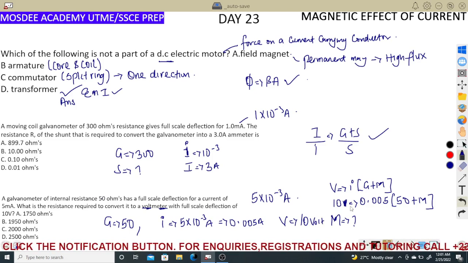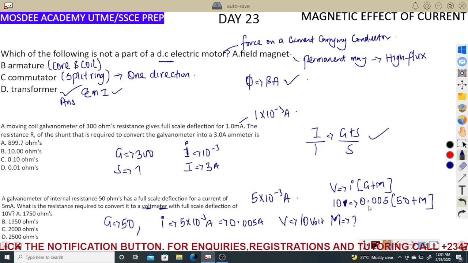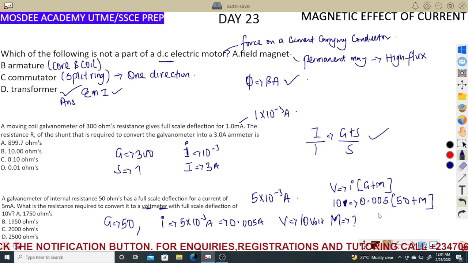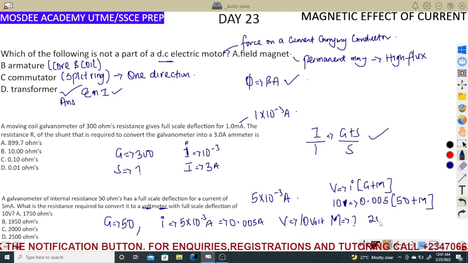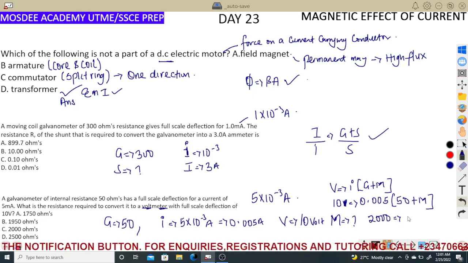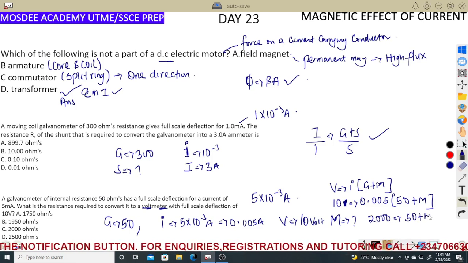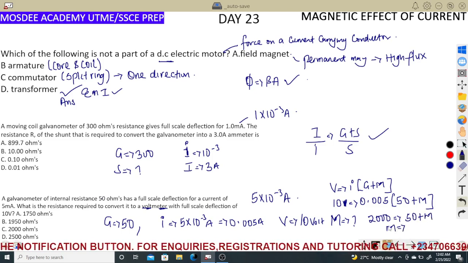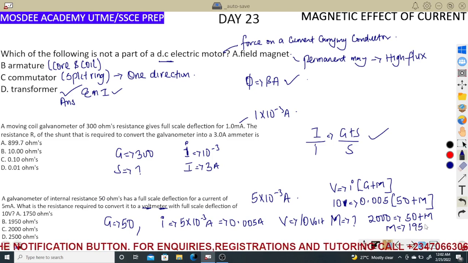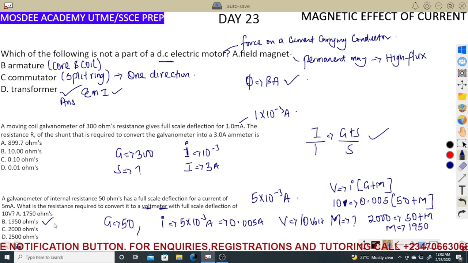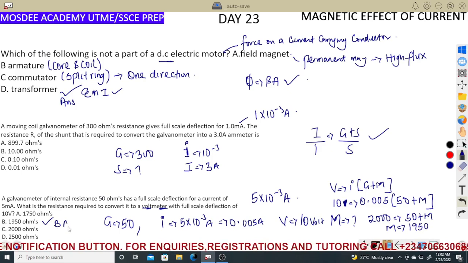So just solve this question. Divide both sides by 0.005 to cancel it. 10 divided by 0.005 should give me 2000. Please confirm that 2000 equals 50 plus M. So my M answer would be 2000 minus 50, that's 1950. And that is the answer to this question. So B is the correct answer to this. And that is that about that.